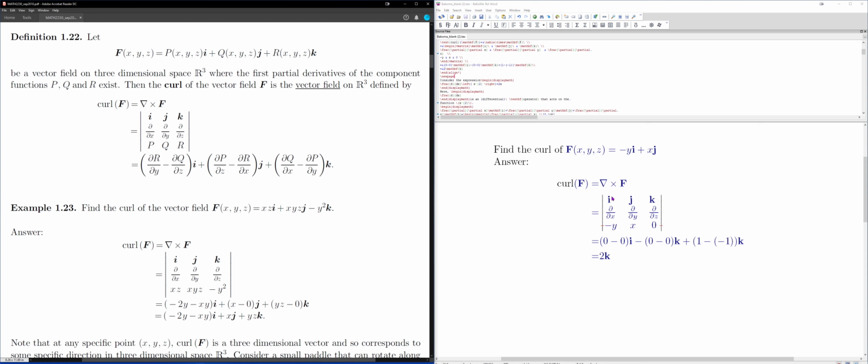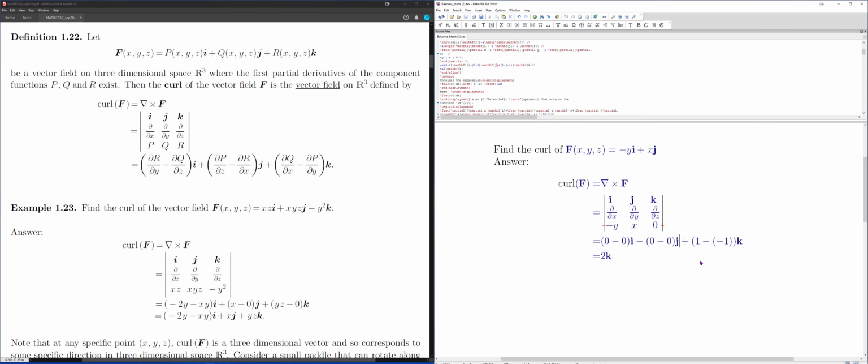So you work it out. Curl, that is del cross f, in order to do it, you need to work out this determinant, as was defined over here. You differentiate the 0 with respect to y, and differentiate the x with respect to z, and you subtract, right? When you differentiate 0 with respect to y, you just get 0. And when you differentiate the x with respect to z, again you get 0, so you get 0 minus 0, which is just 0. So you have no i component.